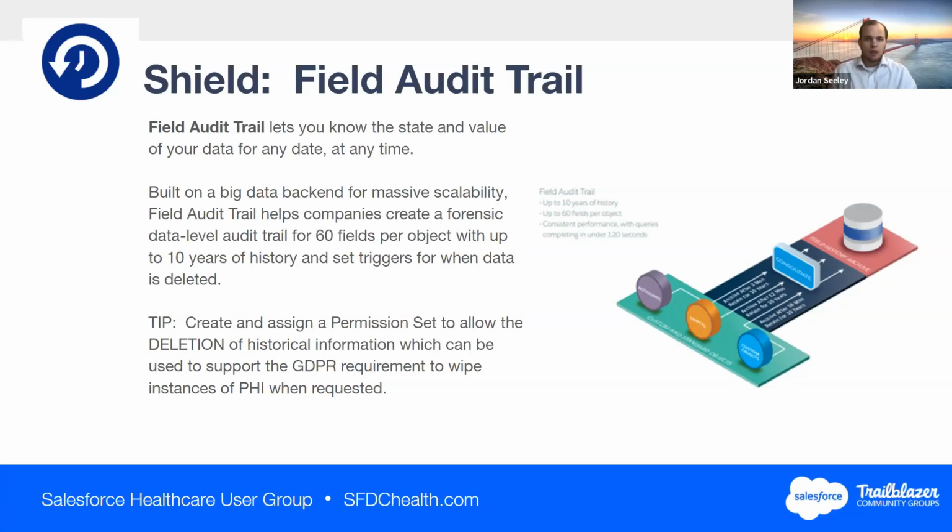With that, one big tip for Field Audit Trail is creating and assigning a permission set to allow for the deletion of the historical information. When that information is moved into big object storage, you might actually have requests in the future for people to delete any data that you have stored about them. You'll have to accommodate the deletion of the records, both on the contact object, any object that is associated with those individuals, as well as the history that is tracked for those individuals. So you want to make sure that you're also creating and assigning a permission set that allows for the deletion of that information once it's moved to big object storage.